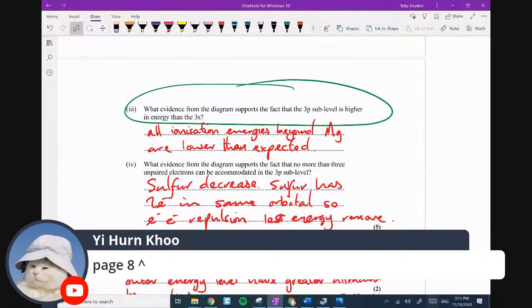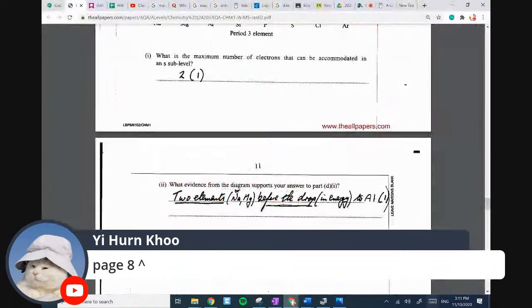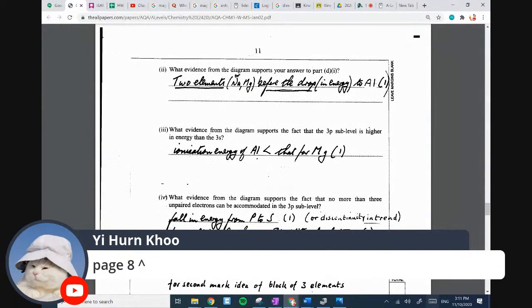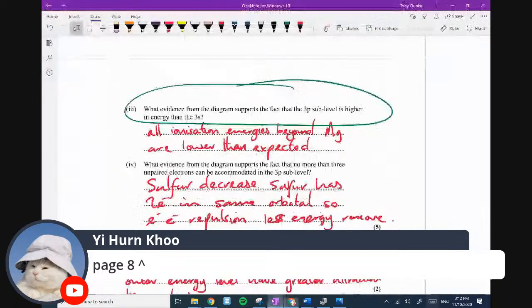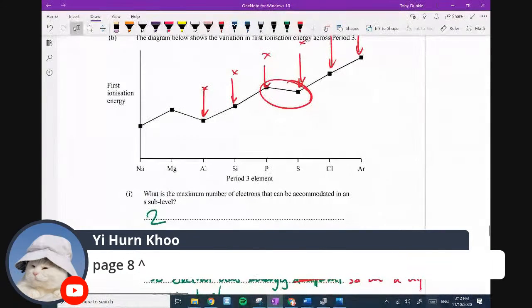What evidence is there that the 3p is higher? Right. What evidence from the diagram supports that the ionization energy of aluminium is smaller than that of magnesium? It's the same answer. Isn't that fascinating? So that's really interesting. Yeah, I'm tempted to give it. It's the aluminium that's the drop, isn't it? It's that one that's clear.